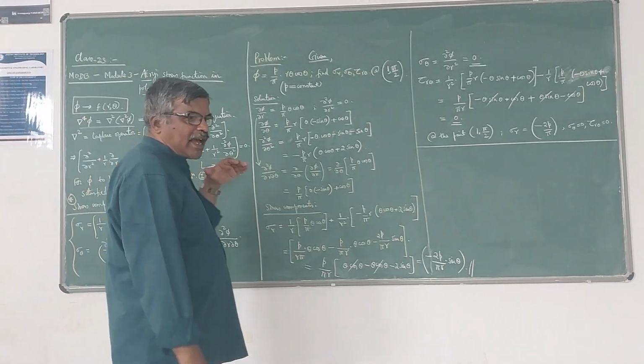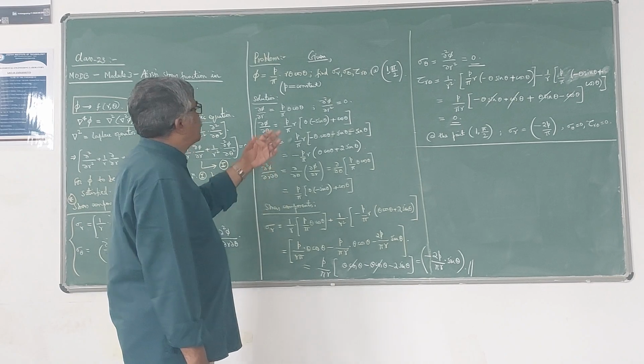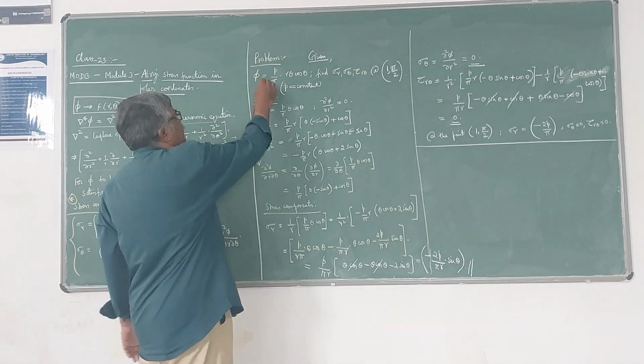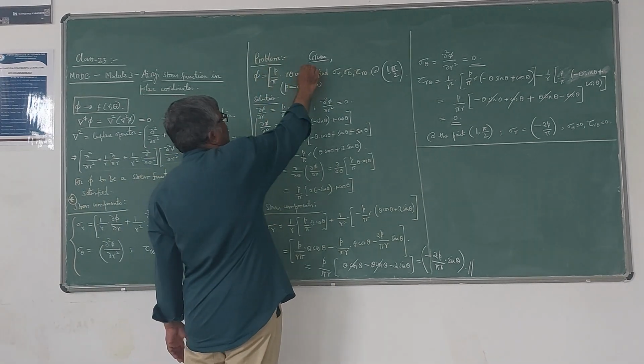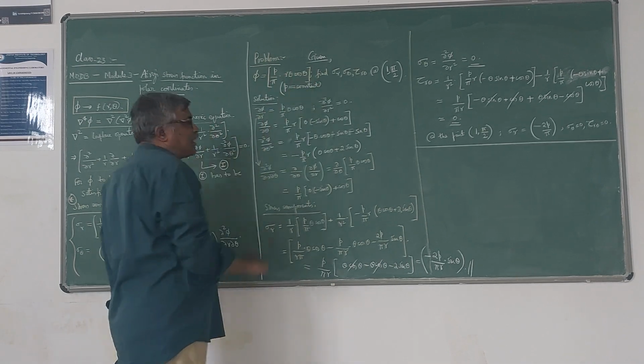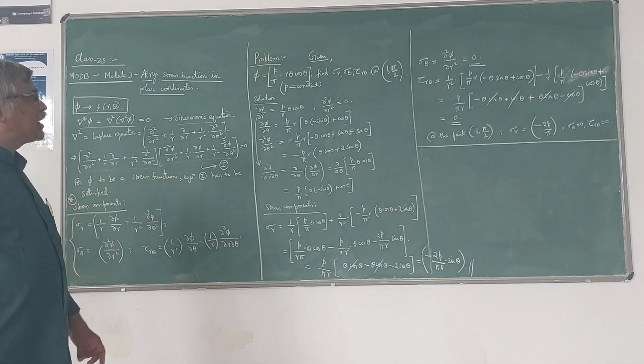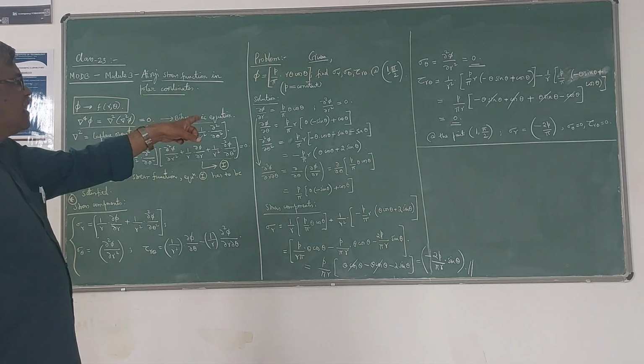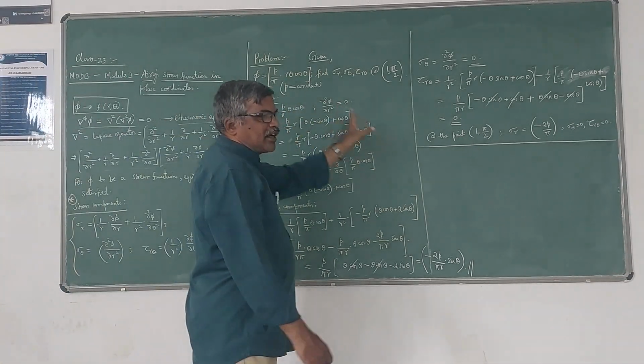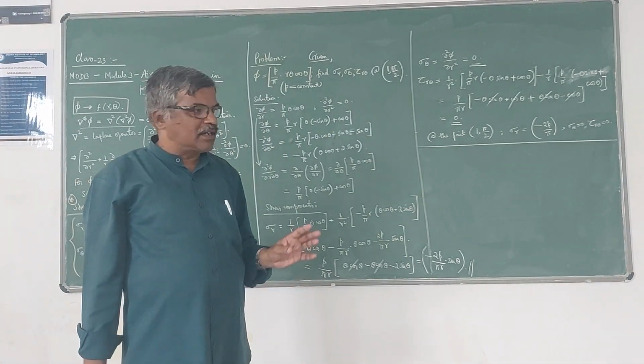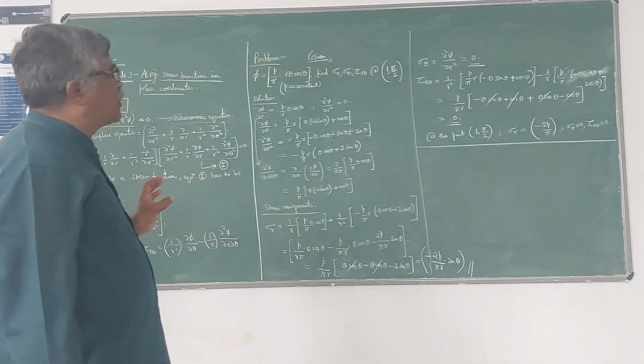Now we will take an example problem. In the problem, normally they will give the stress function phi. Here phi is given as p by pi into r theta cos theta. It is a function of r and theta. He has asked to find the corresponding stress components: sigma r, sigma theta and tau r theta.